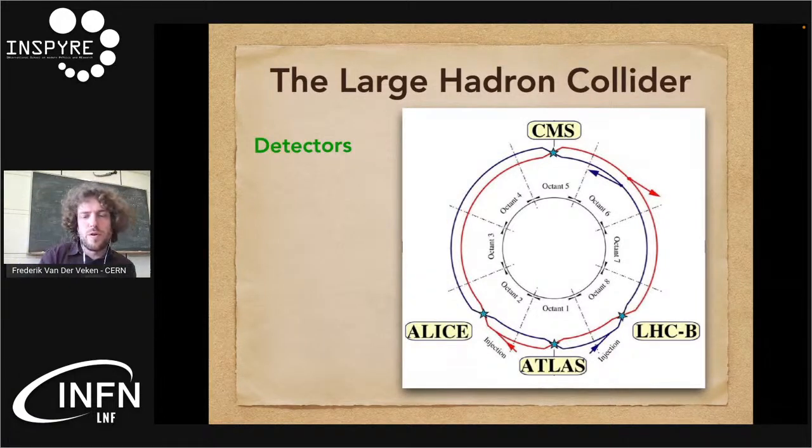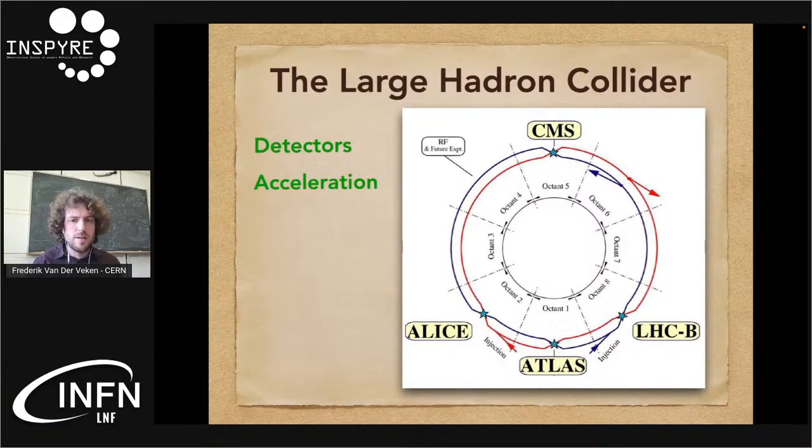So we have 4 experiments. They are called CMS, Atlas, Alice, LHCb. So that's 4 times a big detector around a spot where we collide the beams. I will come back to that later. Then we have this octant 4. That is where we do the acceleration. RF, radio frequency, acceleration.